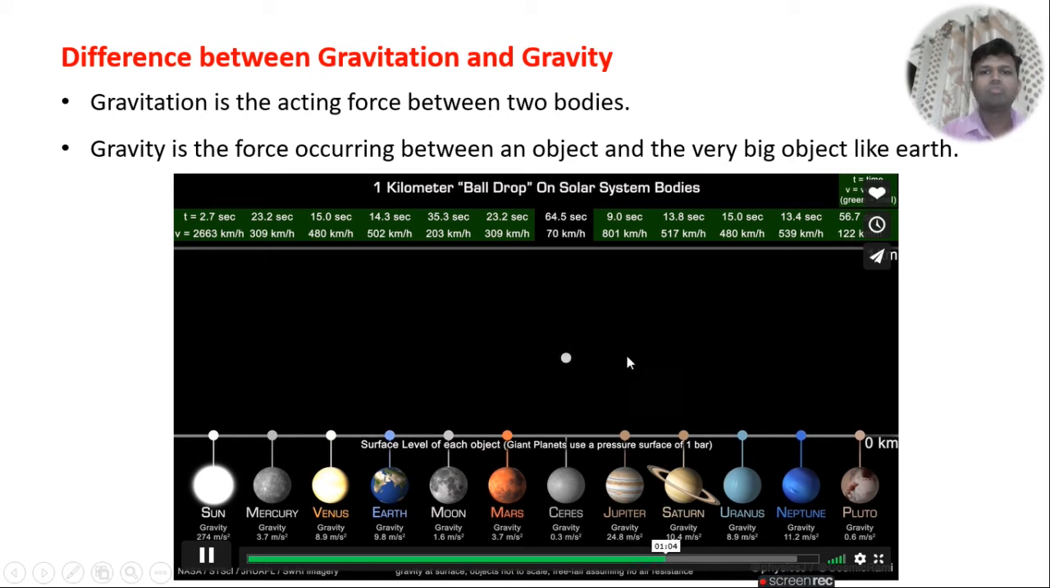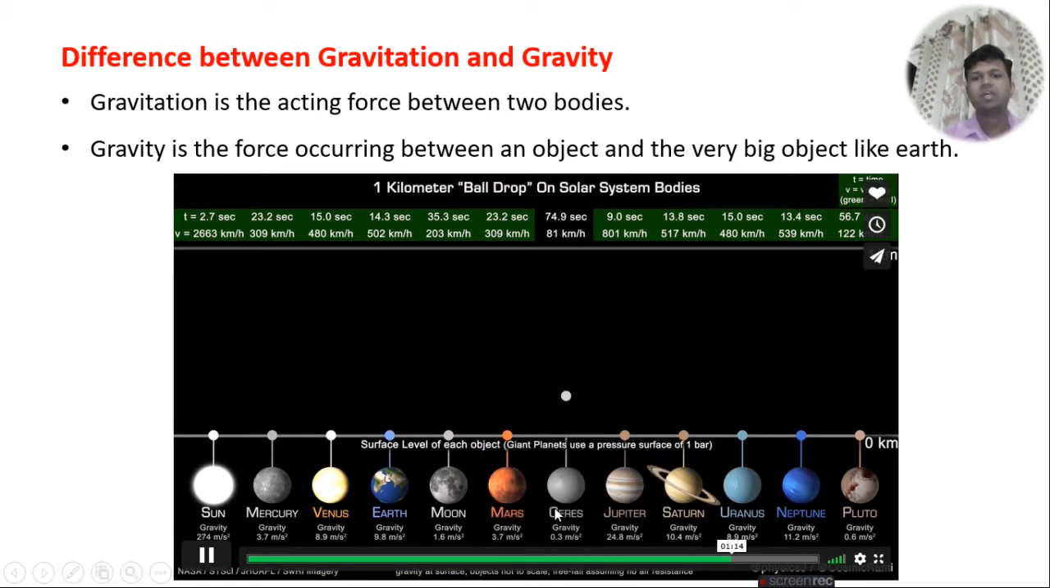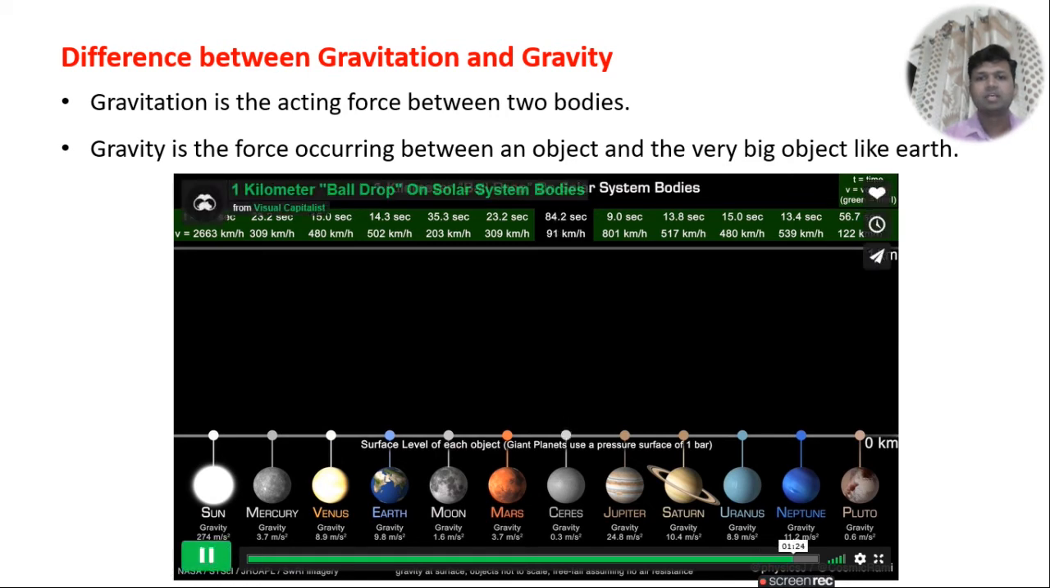And now the last ball we have, this is the ball which is reaching towards the surface of this planet. Now see, the gravity of this planet is 0.3 meter per second square, which is lesser than the other planets. That is why it is taking more time. So now it has reached, and now you can see it has taken time, that is 84.3 seconds, and its velocity was 91 kilometer per hour, which is less than other velocities, and it has taken more time as compared to other balls. Now why did this happen?